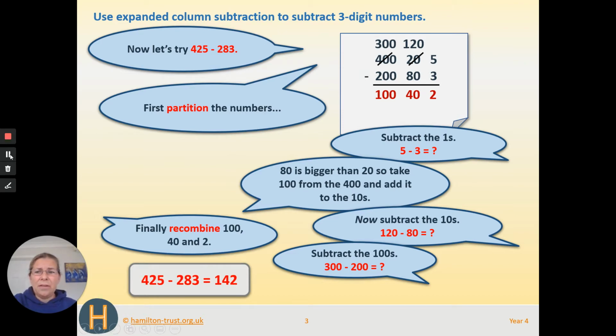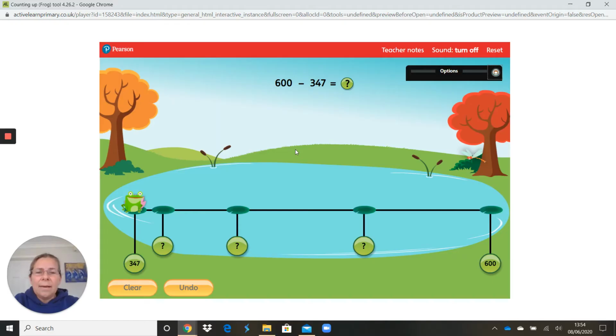Now let's have a look at how it would be if it was frog. If you're a little bit stuck on this method and you just want to practice the frog again, let's have another look at how that goes. This time, our problem says 600 take away 347 is what? Again, we've set out our steps below. We've started with the smaller number on the lily pad, 347, and we've written the largest number at the end, 600. Let's see what steps we're going to take. Jump number 1, rounding up to the nearest 10. That will be excellent, 350.